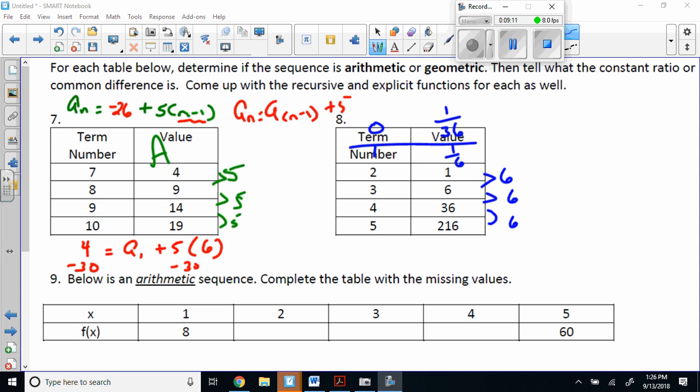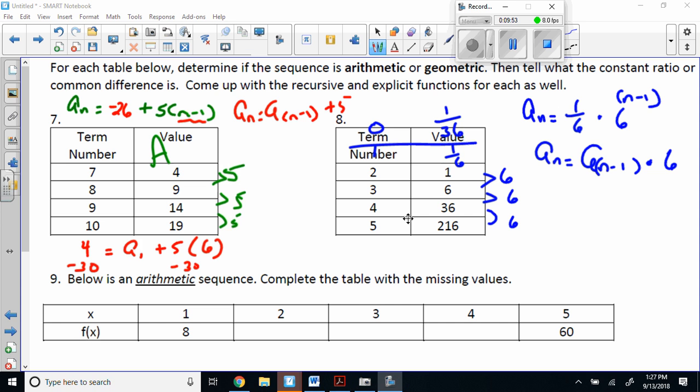All right. So A sub n equals, well, if they're multiplying by 6, if I have to back it up, I'm dividing by 6, right? So 1 divided by 6 is 1/6. 1/6 divided by 6 is 1/36. Okay, so that's how we did that. So 1/6 times 6 raised to n minus 1. And then A sub n equals, hey, right there, look at that. Times 6. Some cool stuff right there.